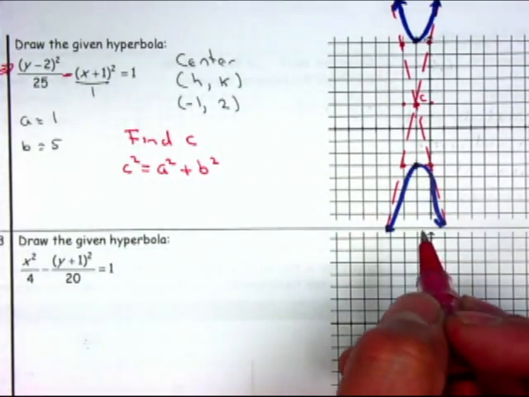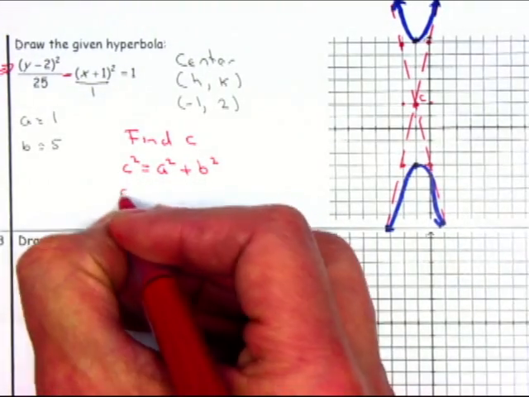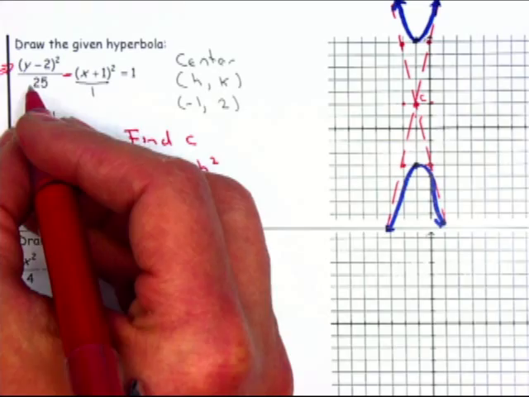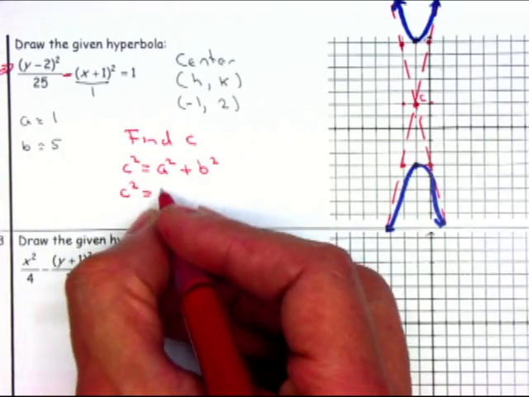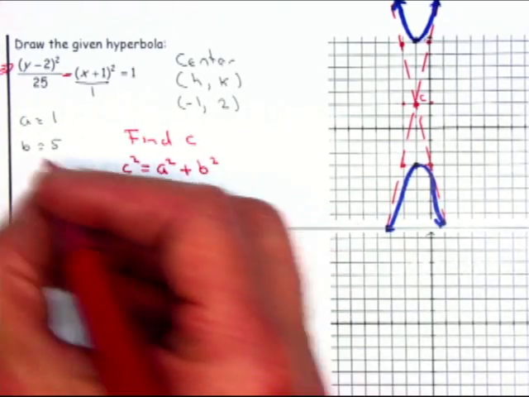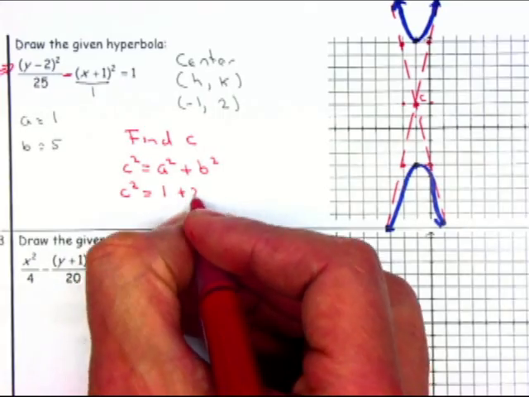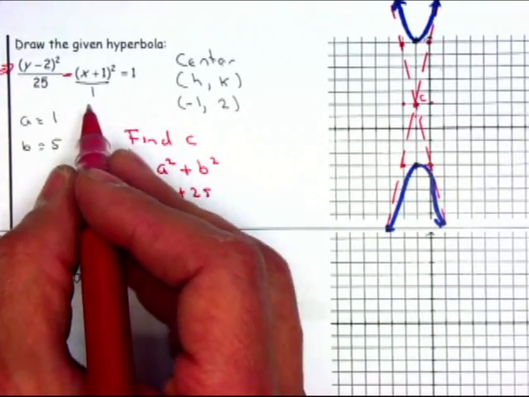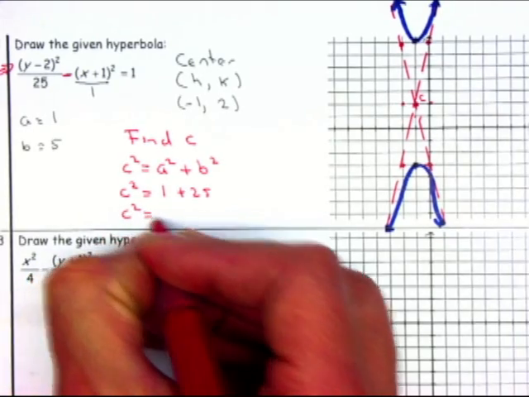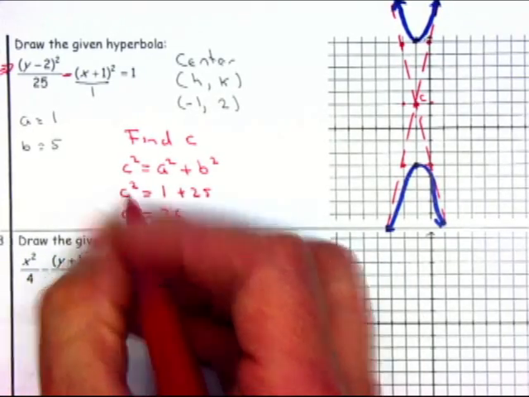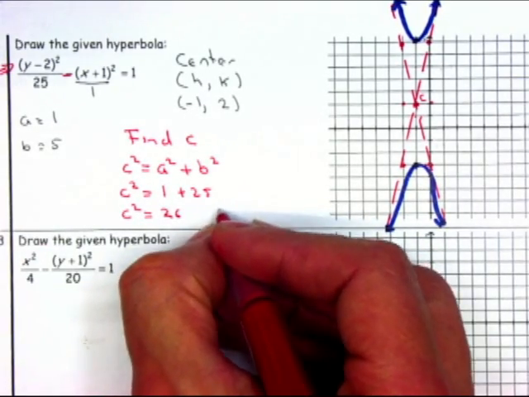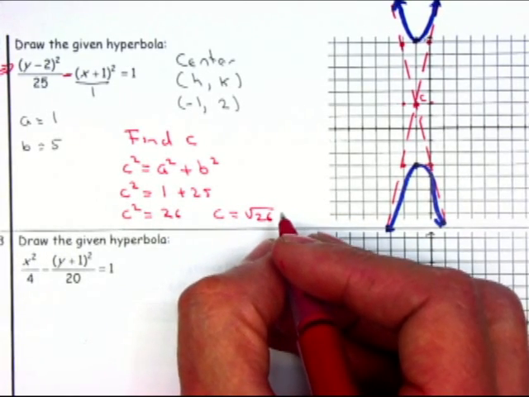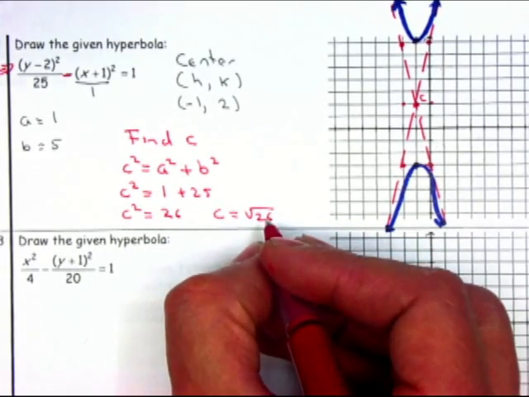C squared is what we're looking for, or actually C. A squared in this case will be 1. B squared will be 5 times 5, which is 25. Most of the time I just say, okay, 25 plus 1, since those already are squared, and that's 26. We take the square root on both sides, so C is equal to the square root of 26. Now 5 times 5 is 25, so the square root of 25 is 5. And this is just one more, so this is going to be about 5.1.